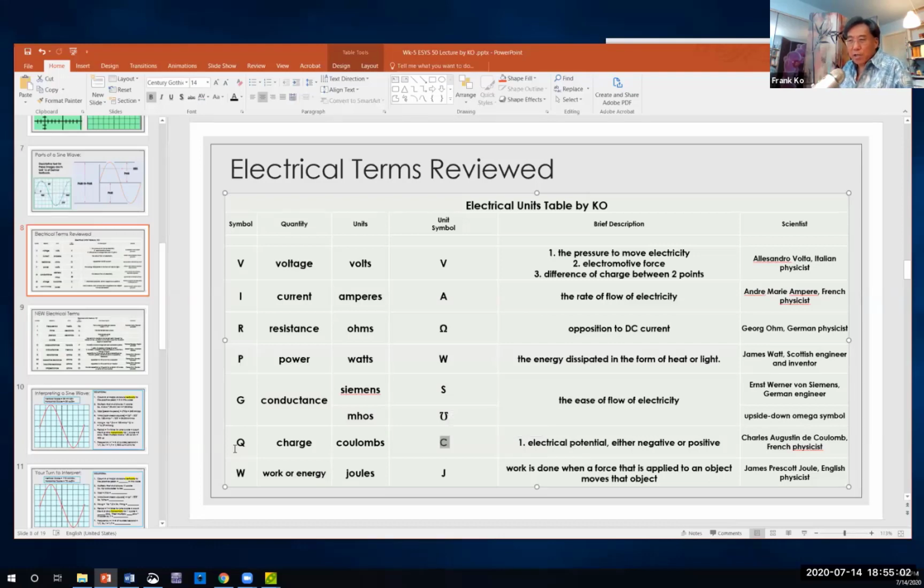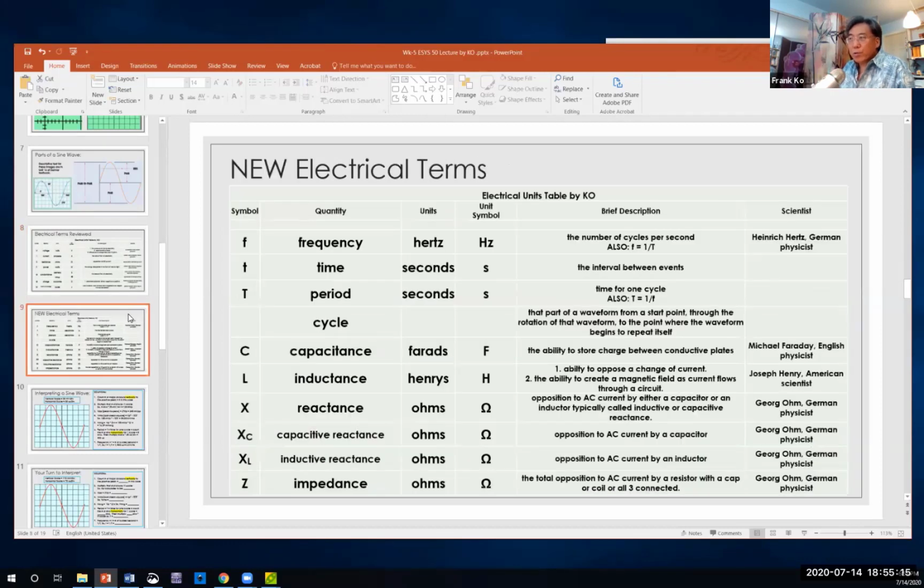I won't get into either charge or work at this point in time, but these would be the initial electrical terms for the first half of our semester. For the second half of our semester, we have new electrical terms, and these new electrical terms are shown here. The very first one of which is a lowercase f.